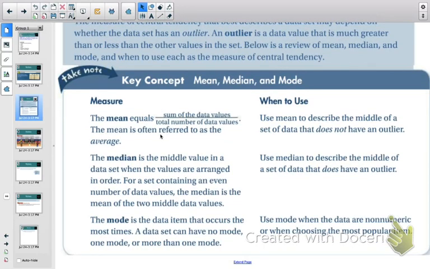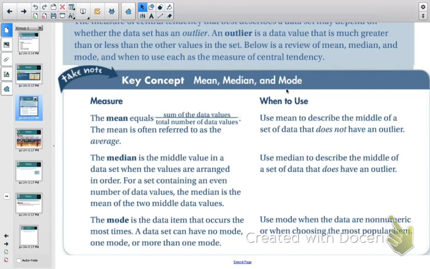So the mean is just the average. It's when you take the sum of all the data values and then you divide by the total number of data values. So you add them all together, divide by however many numbers there are. When to use this? You use this to describe the middle of a set of data that does not have an outlier. So if it doesn't have an outlier, then you want to use the mean. The median is just the middle value. If you put them in order, least to greatest, it's going to be whatever value falls right in the middle. And we're going to use the median when there is an outlier.